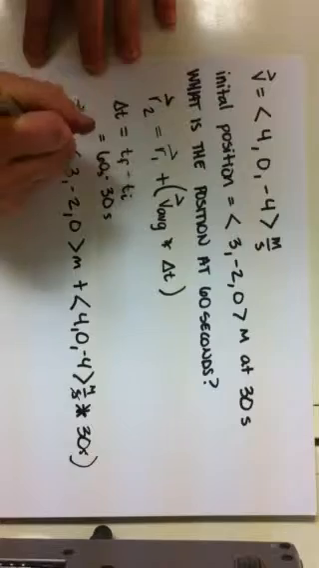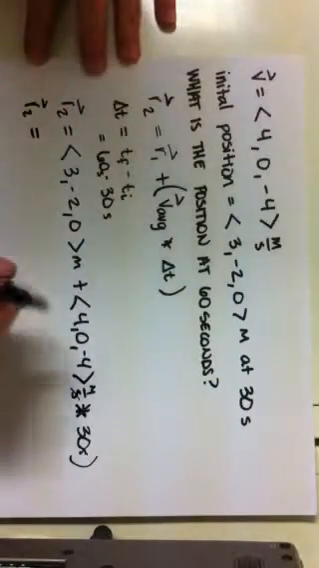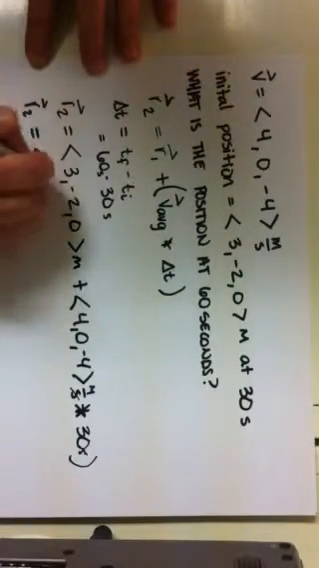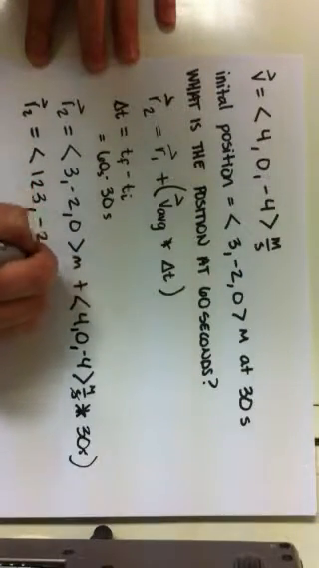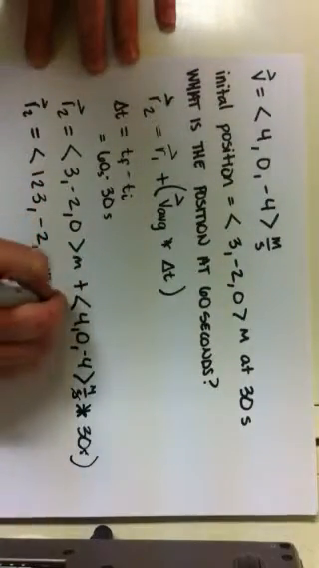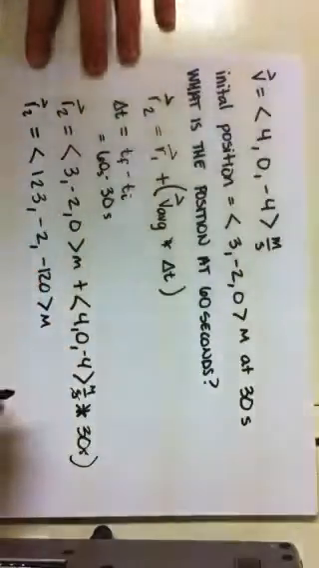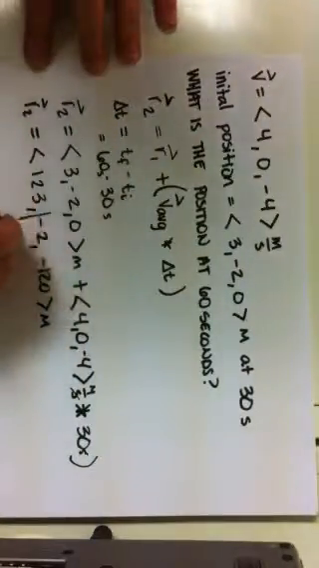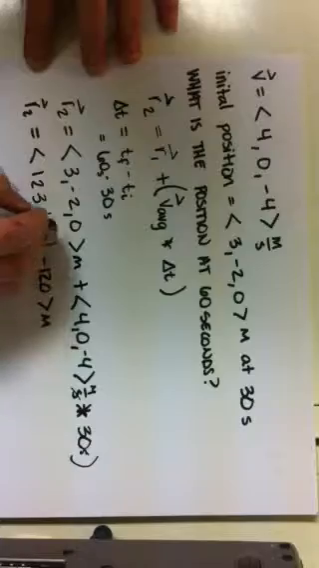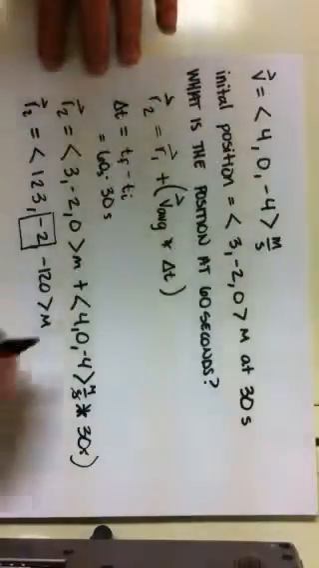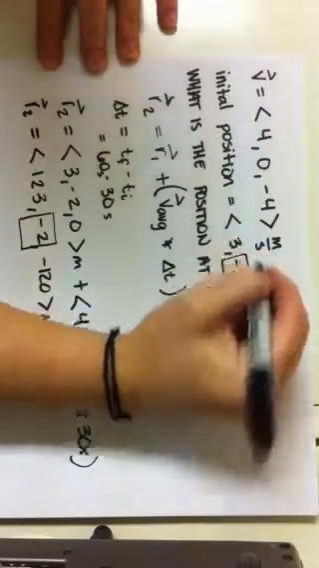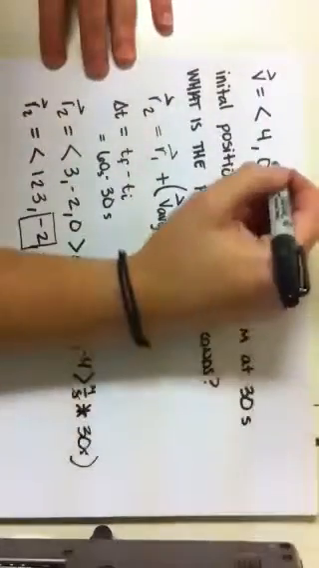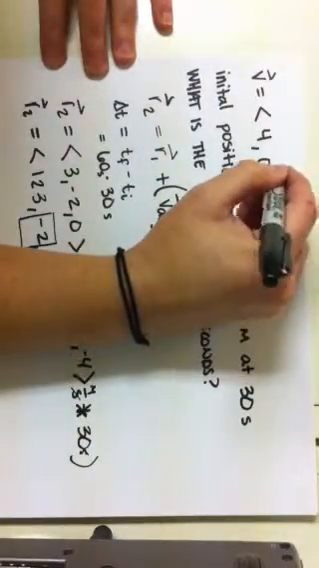Completing the equation, our final position at 60 seconds is... and as you can see, this y component of our final position is the same as the y component in our initial position. This is because our velocity is not changing.